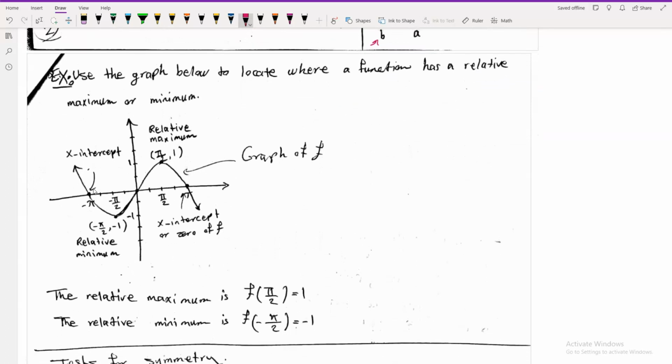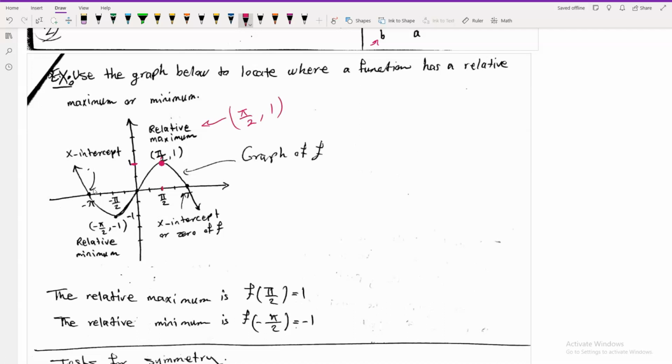Example: use the graph to locate where a function has a relative maximum or minimum. So what we have here on this graph, the maximum value that we can find for y is this point on this graph, and that is x equal to pi over 2 and y is 1. So the relative maximum is pi over 2 comma 1.